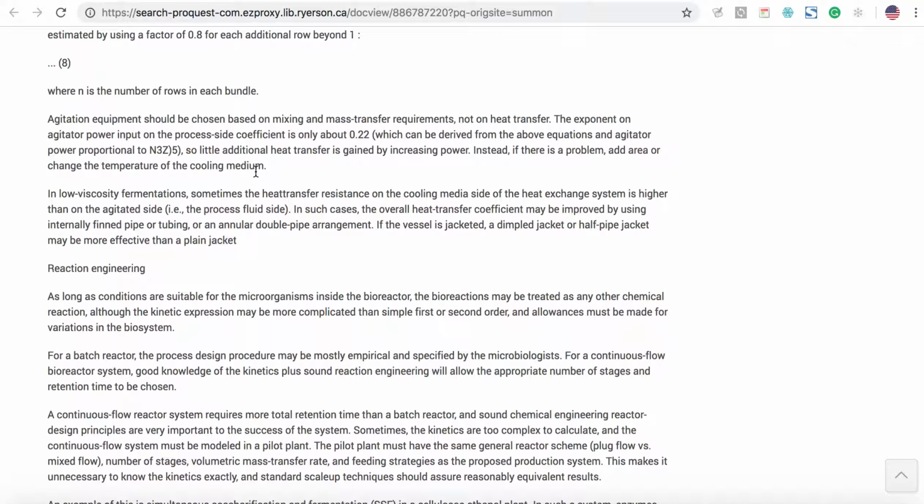Agitation equipment should be chosen based on mixing and mass transfer requirements, not on heat transfer. The exponent on agitator power input on the process side coefficient is only about 0.22, which can be derived from the above equations and agitator power proportion.